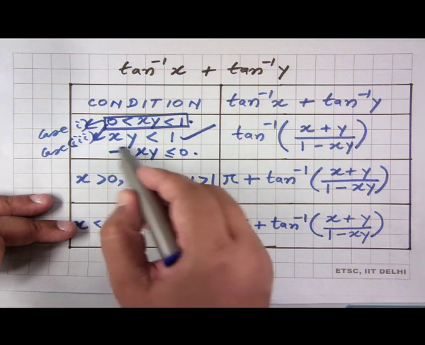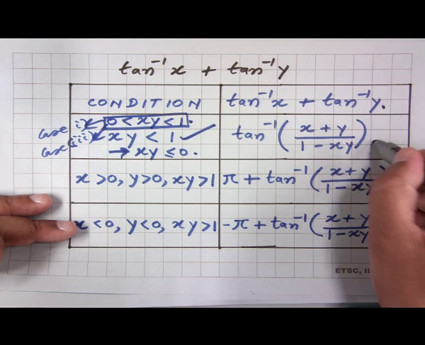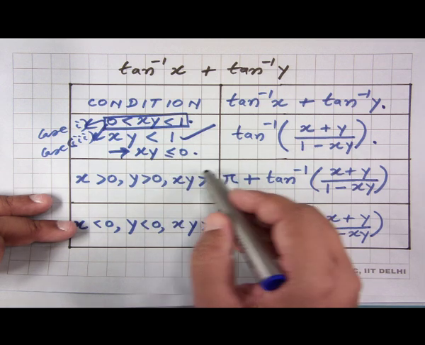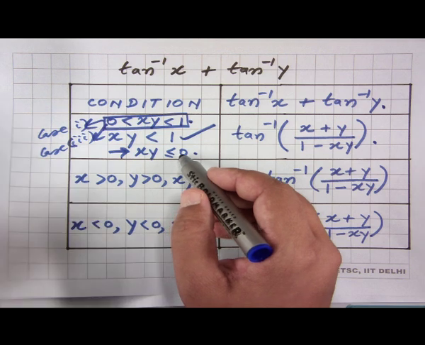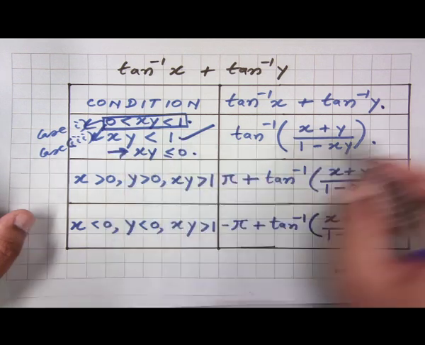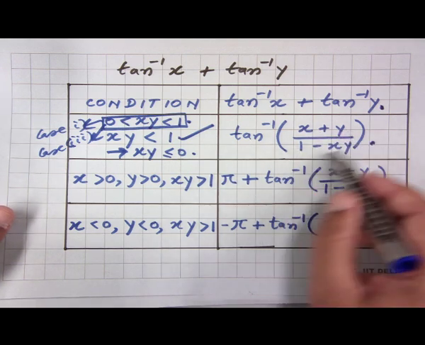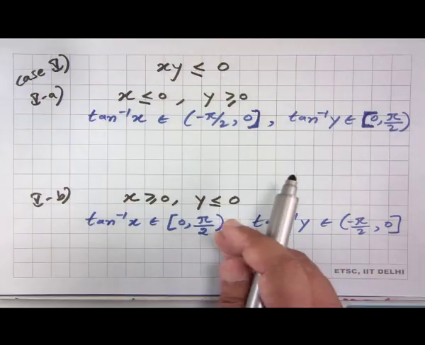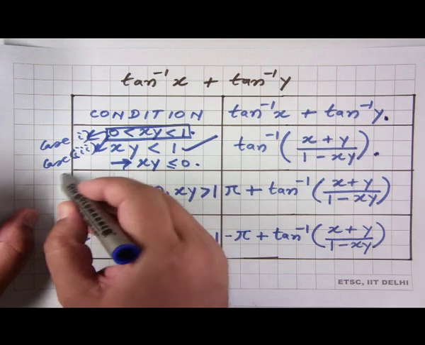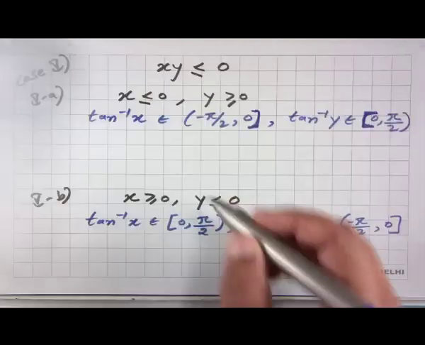Now we are going to show that tan inverse x plus tan inverse y is equal to this also when xy is non-positive, so if it is less than or equal to 0. So that will prove that for this condition xy less than 1, tan inverse x plus tan inverse y is equal to tan inverse of (x plus y) over (1 minus xy). So we have named it as case 5, so I will write this as case 5 here.